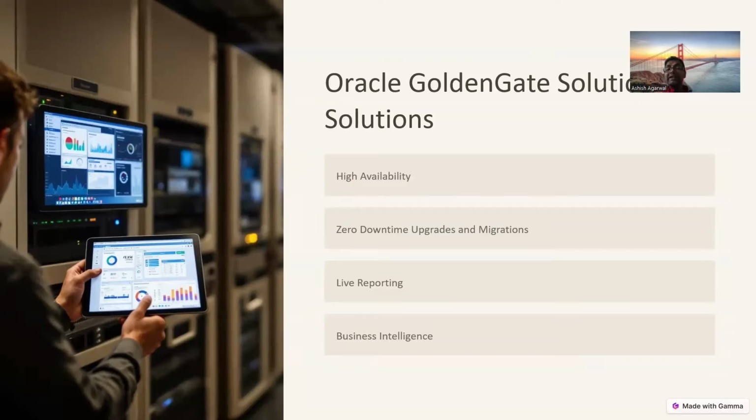Second, you use GoldenGate for zero downtime upgradation and migration. You can replicate the data, and you can migrate or upgrade your database using Oracle GoldenGate with zero downtime. Nowadays there is cloud migration going on as well, so you have to migrate the data from on-prem to cloud. So organizations use GoldenGate.